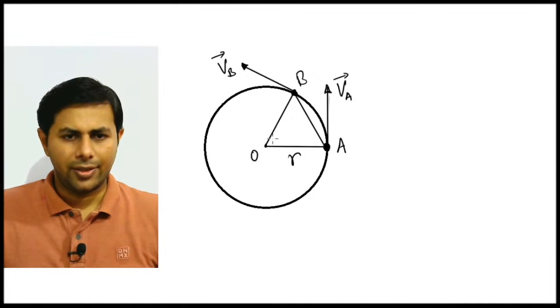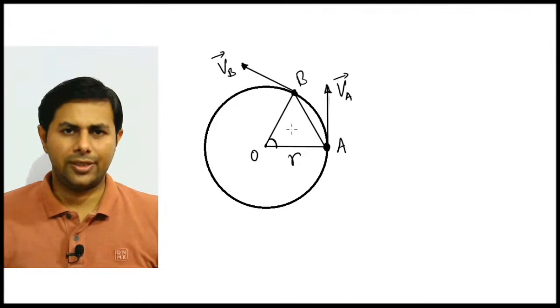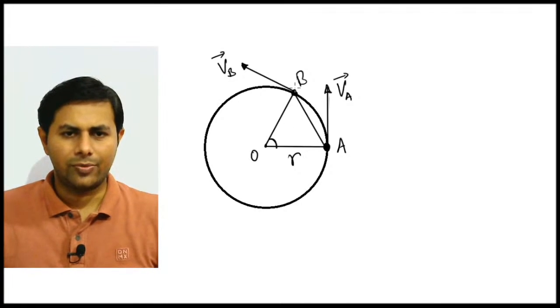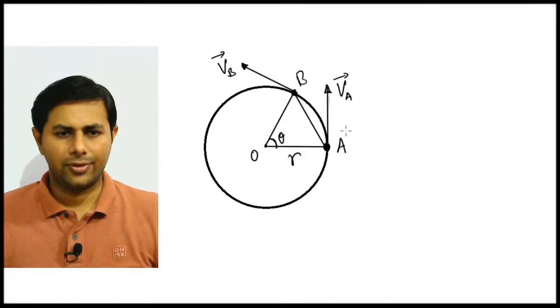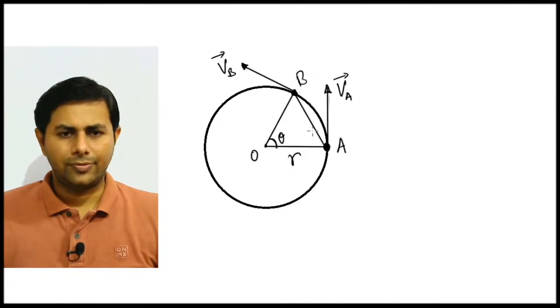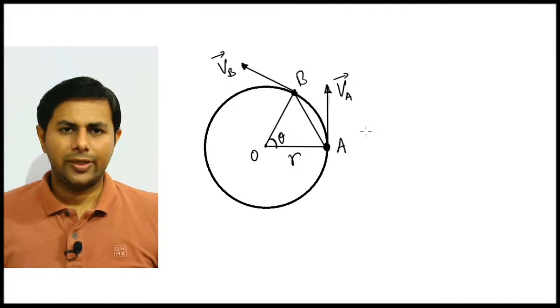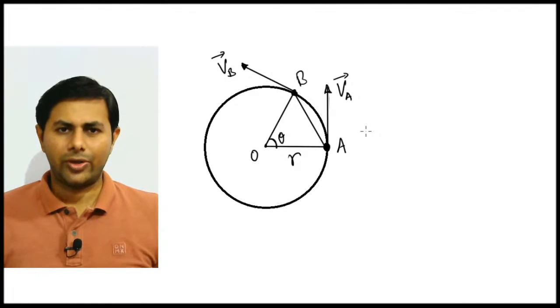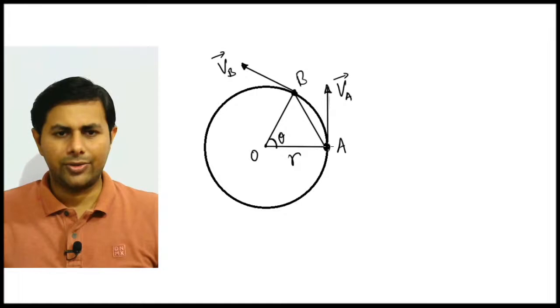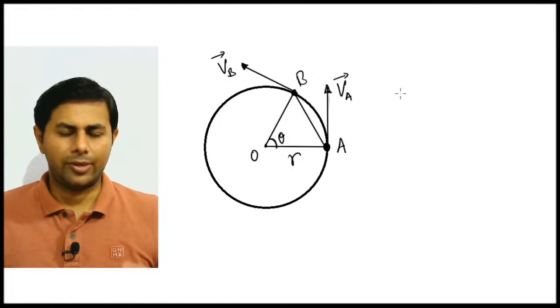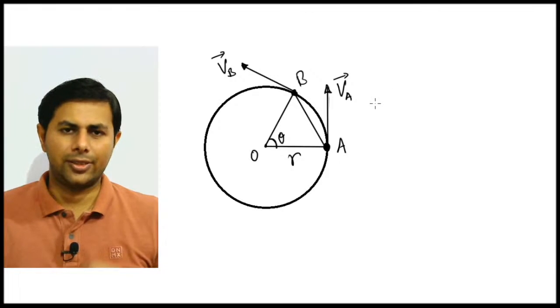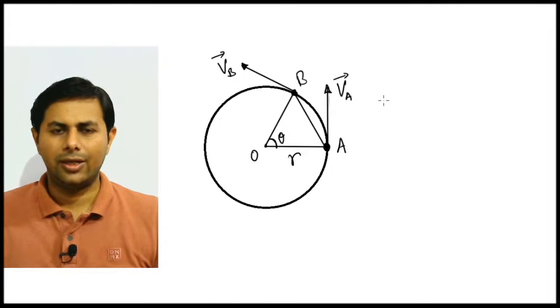All right, so this angle is the angular velocity. It's the magnitude of angular velocity for this object, and suppose it is theta. Okay, so now what I want to do is I want to find out the change in velocity of this object when it goes from point A to B. So since this is uniform circular motion, there is no change in magnitude of velocity, and there is only change in the direction of velocity.